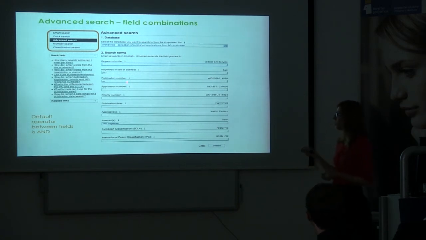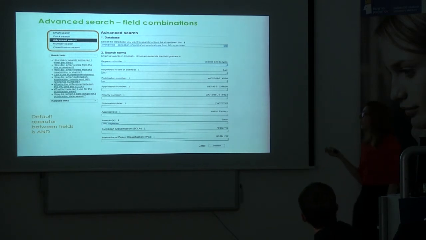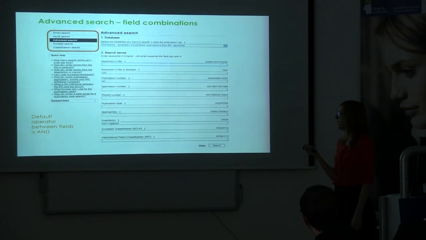But today we're just going to see how you can use this one. You have different fields which come out from the bibliographical data, so keywords, title, abstract, numbers, dates, publication dates, applicant, inventors, and classification. You can search by all of these and combinations. And in this database, when you combine fields, the default operator is AND.